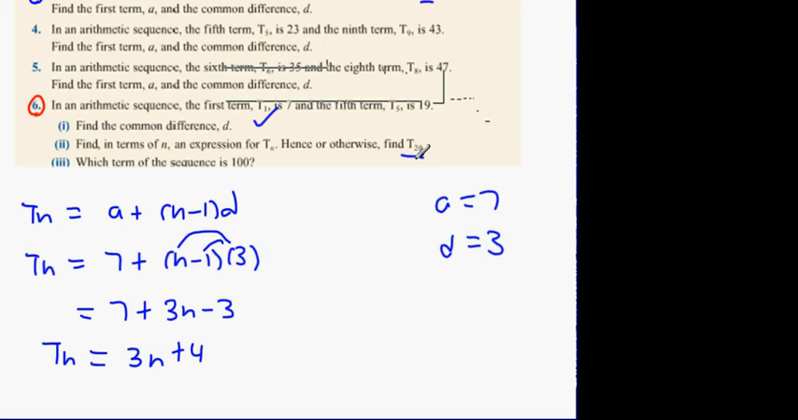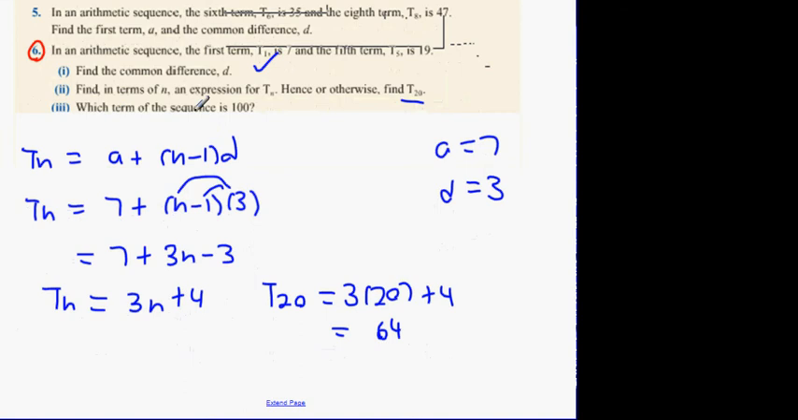Now I have to figure out what T20 is. So T20 is going to mean replace n with 20. So 3 times 20 plus 4, and that equals 64.